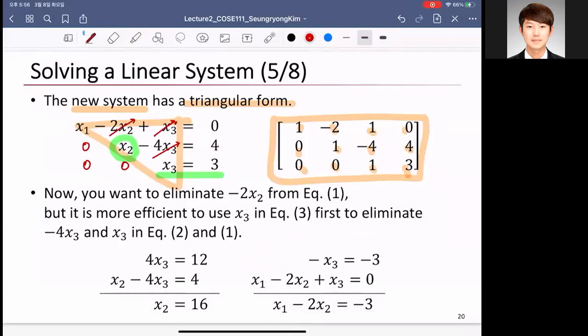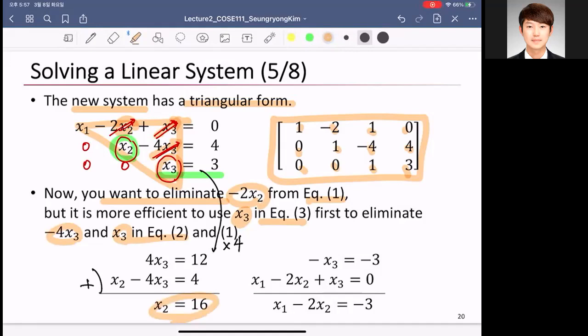In other words, our next strategy is to eliminate the terms above the visible coefficients, x3 and x2, like this. So specifically, now we want to eliminate -2x2 from equation 1. Right? Let's start with this one. But it is more efficient to use x3 in equation 3, here, to eliminate -2x3 and x3 in equations 2 and 1 by just multiplying by 4, then adding to achieve the new equation 2.